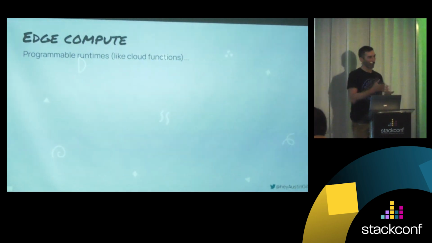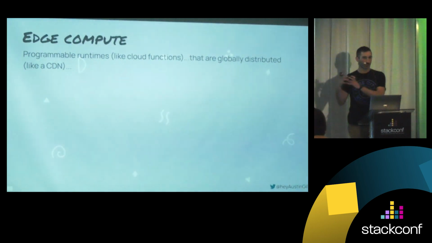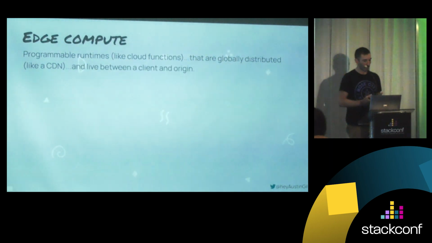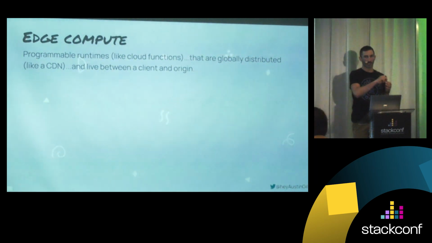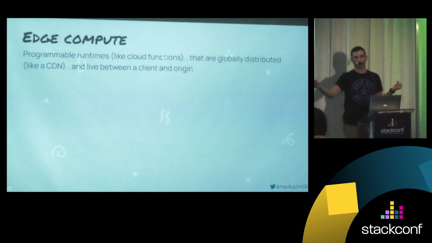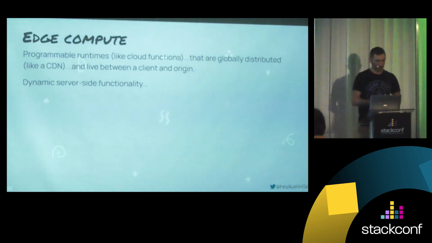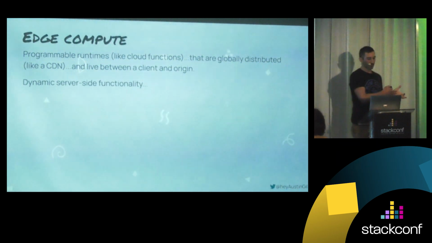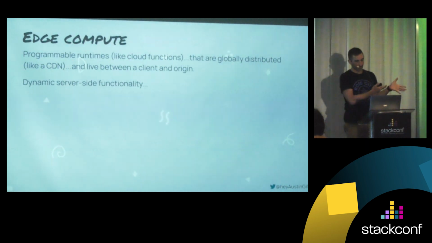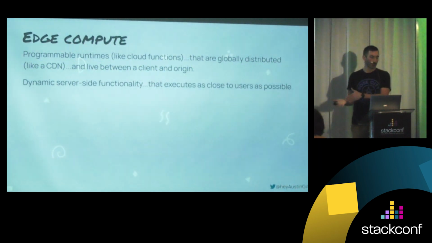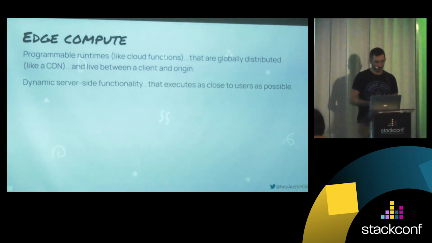We end up with programmable runtimes, like the cloud functions that we discussed, but they're also globally distributed, like a CDN. And where they live in the application is between the client's device and an origin server, which would be like those traditional servers. And the benefit that we get from edge compute is dynamic server-side functionality, like cloud functions, but they execute as close to the user as possible, so they reduce latency.